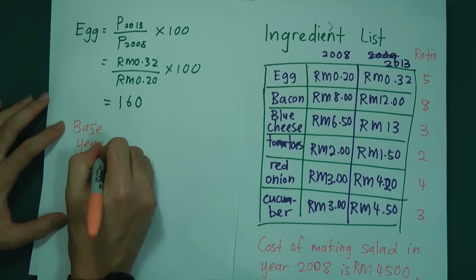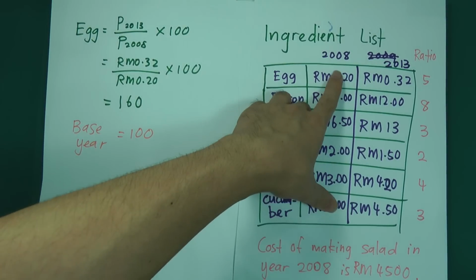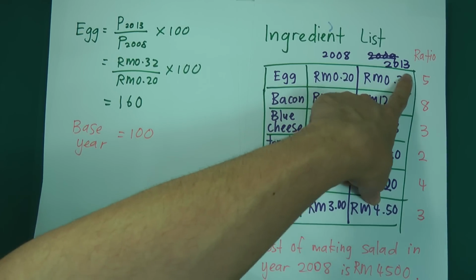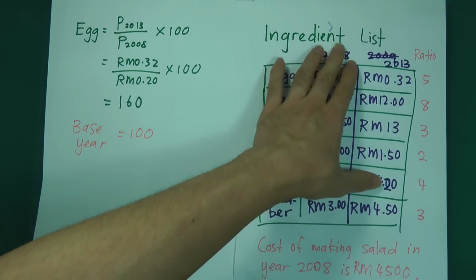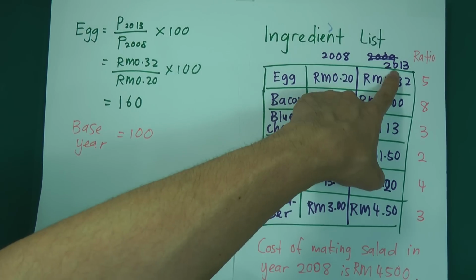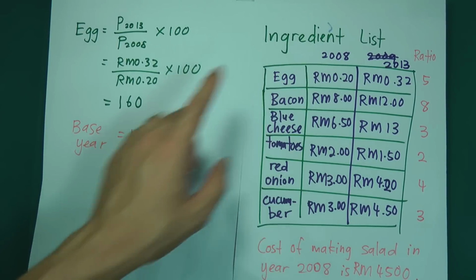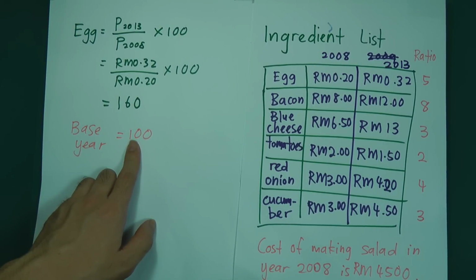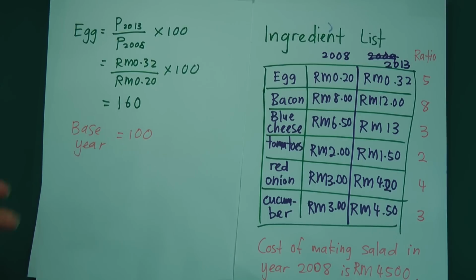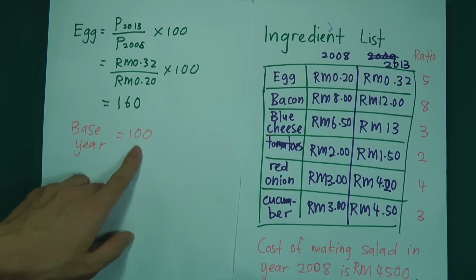Base year is always 100. In order to compare 5 years ago with year 2013, we set this, because what we want to know is from 2008 to 2013 how much different it was. So we set 2008 as 100, meaning 100%, then only can we know how many percent we increased. So we always set the base year at 100.